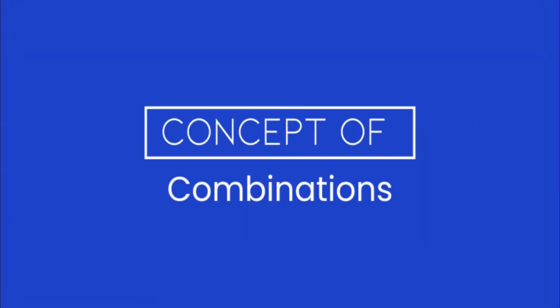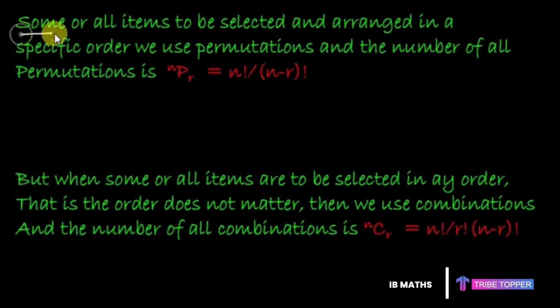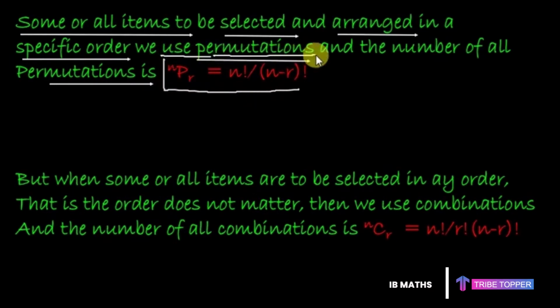You're watching this video on combinations. Before combinations, you have learned that if some or all items are to be selected and arranged in a specific order, we use permutations, and the number of all permutations is given as nPr, which is equal to n factorial upon (n minus r) factorial. So we use permutations when we want to select some objects and also in a specific order.